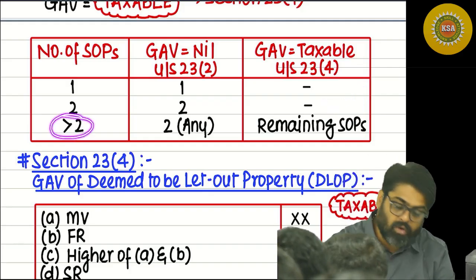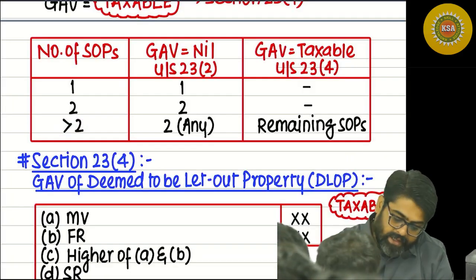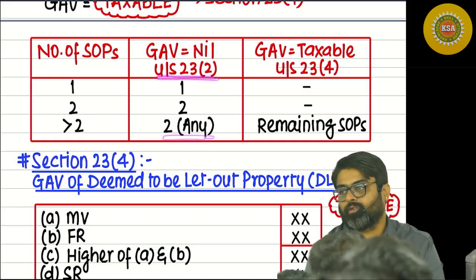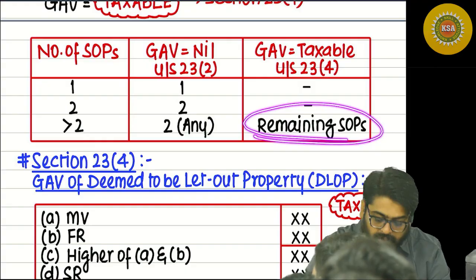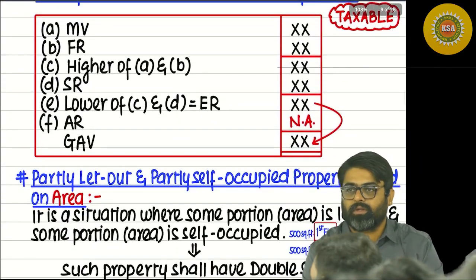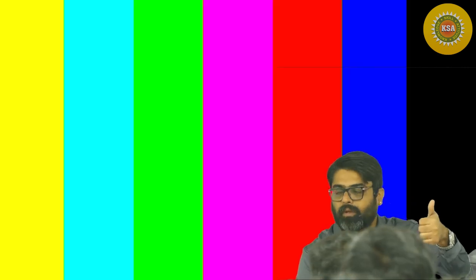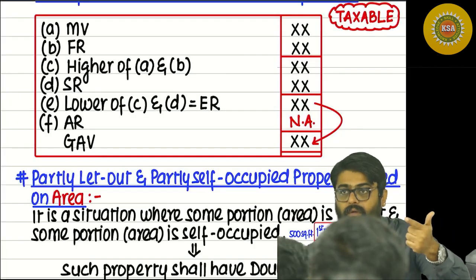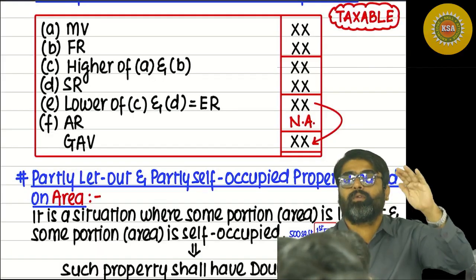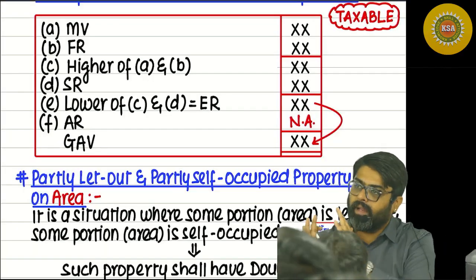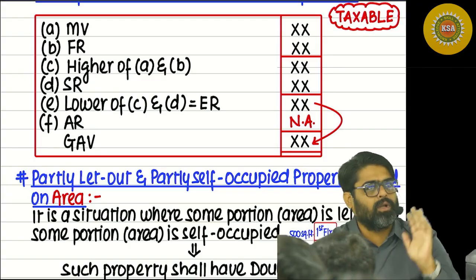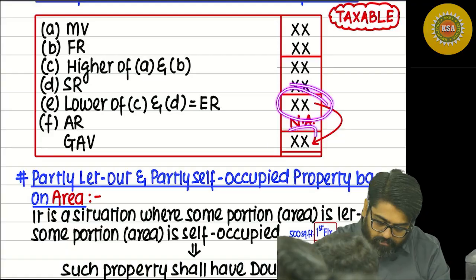If you have more than 2 SOPs, take the exemption for any 2 SOPs and the remaining SOPs will be DLOP. Now for DLOP, how will the calculation be done? You will take the municipal value and compare it with the standard rent, and whichever is the higher amount, compare that with the fair rent, and the lower amount will be the expected rent. Will there be any actual rent? No actual rent. Directly the expected rent will become the GAV.